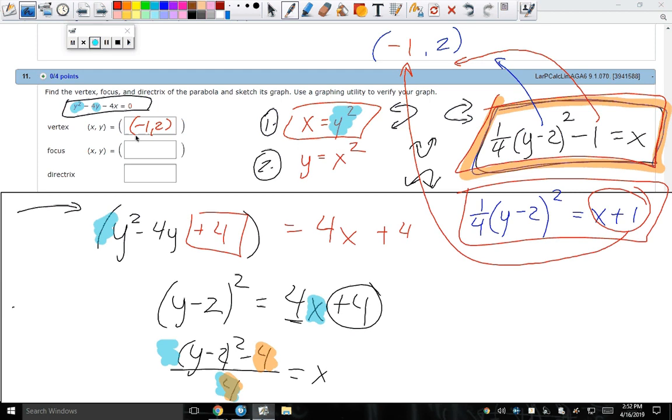What's my focus going to be? Okay, well, we've got to do the focus. Focus and directrix.